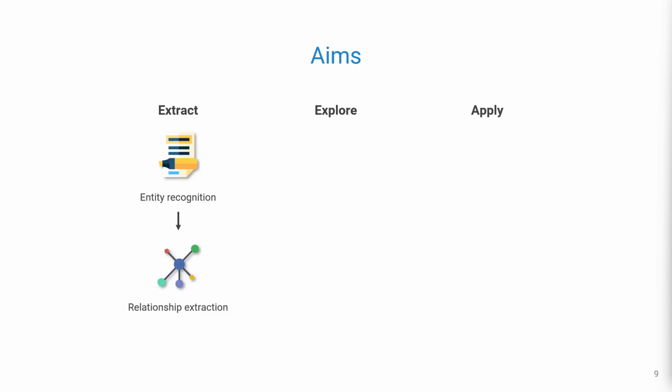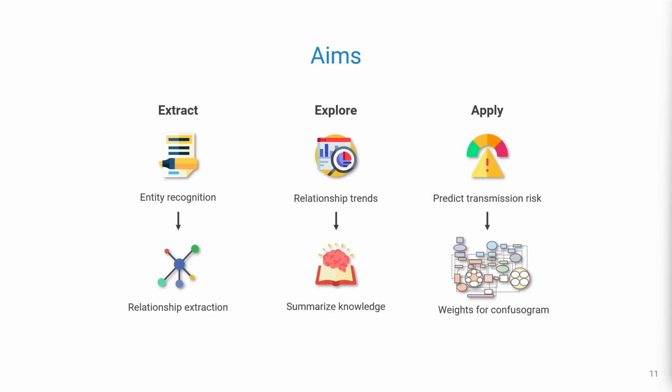For one, I needed a reliable method of extracting this epidemiological information. This involves a combination of entity recognition to identify terms in biomedical text, followed by relationship extraction to identify related terms. With the data extracted, we could begin to analyze and explore trends in the data in order to summarize knowledge about these genes. And finally, we could also apply this knowledge towards predicting the transmission risk of a gene in different environments in order to calculate weights for these transmission events found in the confusogram.